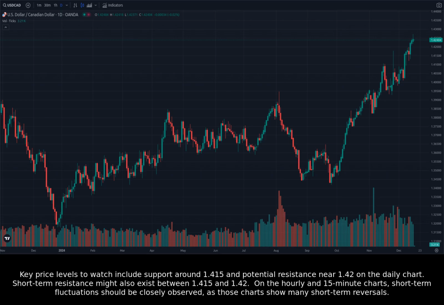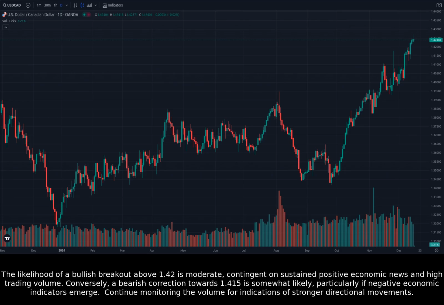On the hourly and 15-minute charts, short-term fluctuations should be closely observed, as those charts show many short-term reversals. The likelihood of a bullish breakout above 1.42 is moderate, contingent on sustained positive economic news and high trading volume. Conversely, a bearish correction towards 1.415 is somewhat likely, particularly if negative economic indicators emerge. Continue monitoring the volume for indications of stronger directional movements.